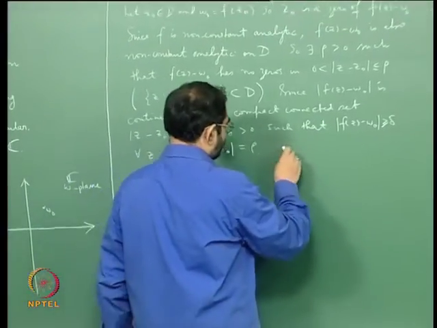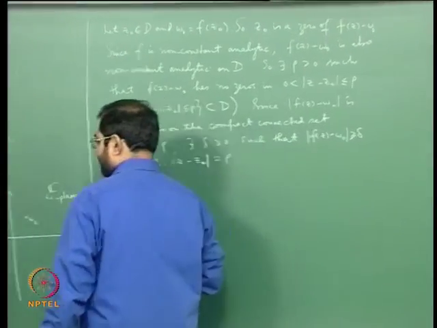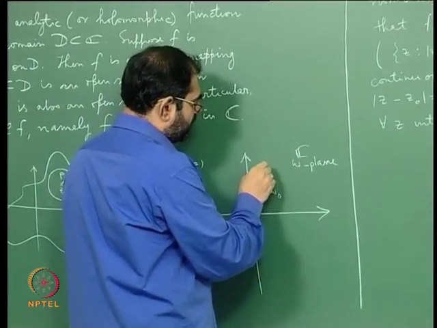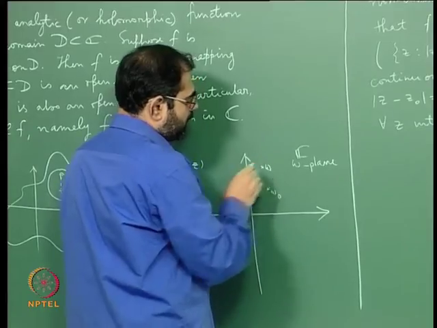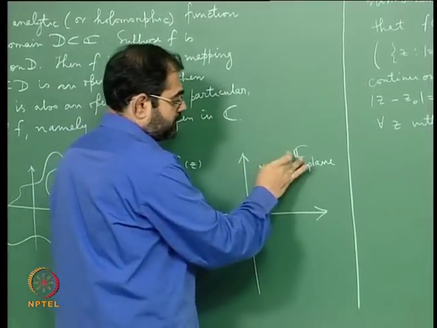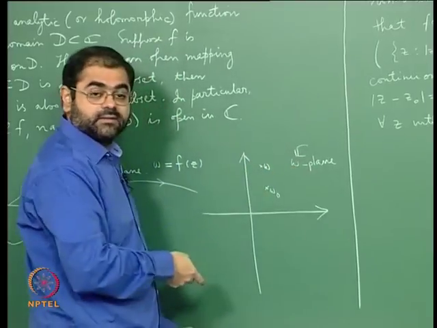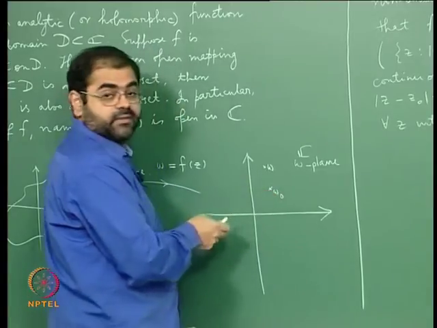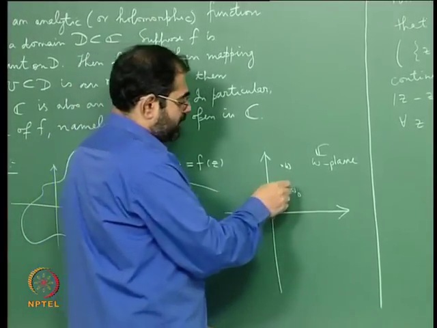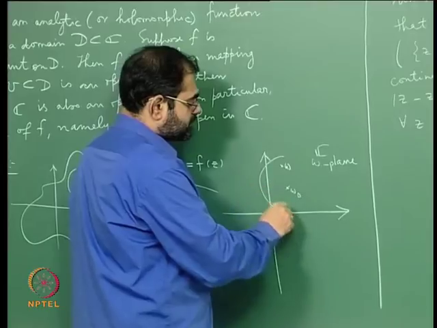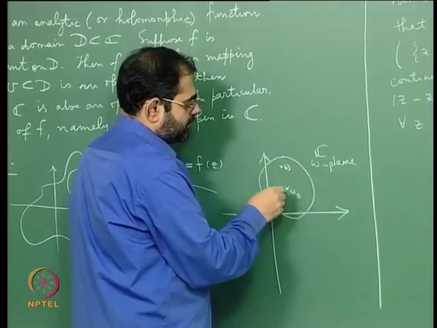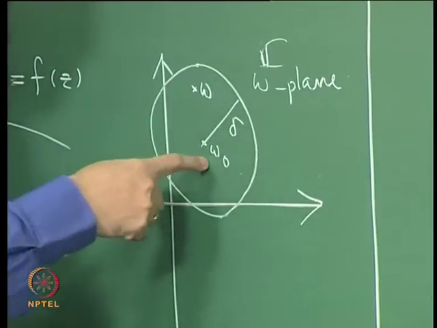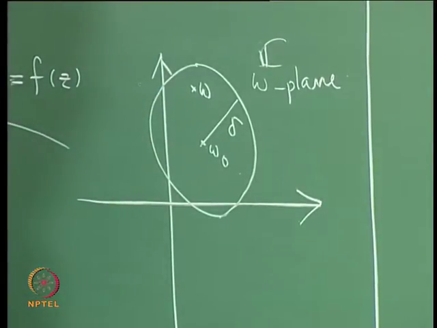Now what you are going to do is the following. Take any w in the target complex plane with the property that the distance from w to w naught is less than delta. So from w naught you draw a disk centered at w naught with radius delta, and look at any w inside this disk.